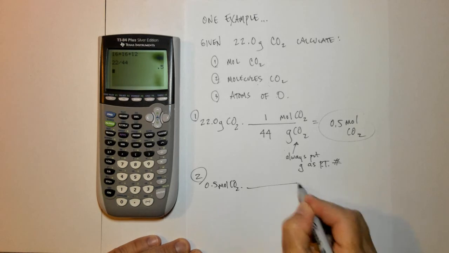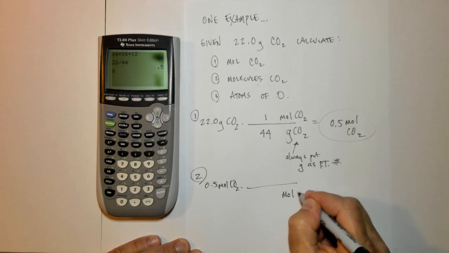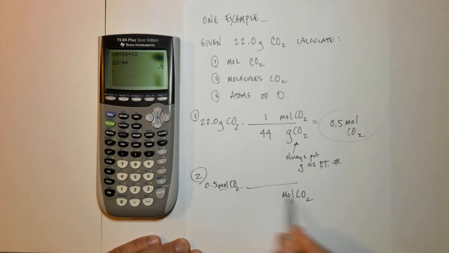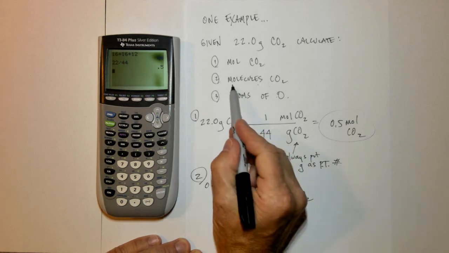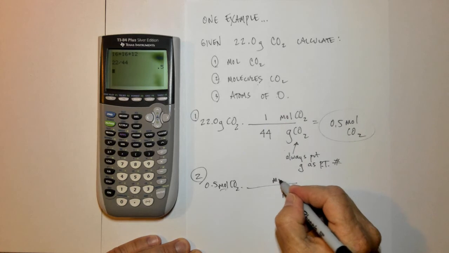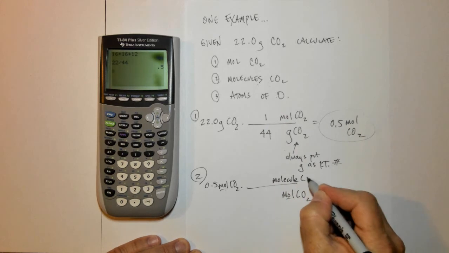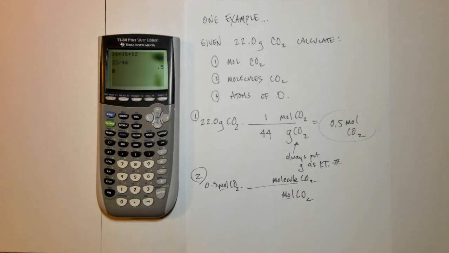Put a multiply sign, put a line. Put moles of CO2 in a position where it's going to cancel because that's the units that I have. Put my desired units here on the top. And the thing that I desire are molecules of CO2. So write the word out, molecules CO2. Put the units in there. Take the time to write the units out. And everything will be okay.